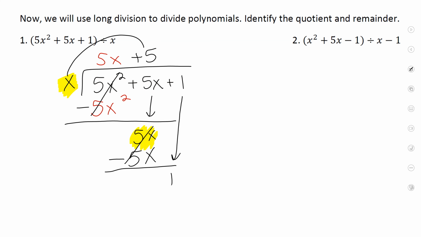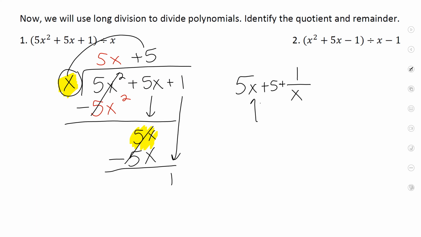Will x times anything give you this 1? No, x times 1 is x. X times 0 is 0. So there's nothing that you can do. So your answer is just 5x plus 5. And then you just put 1 over what you were dividing by. That's your answer. I'll put a plus right there.